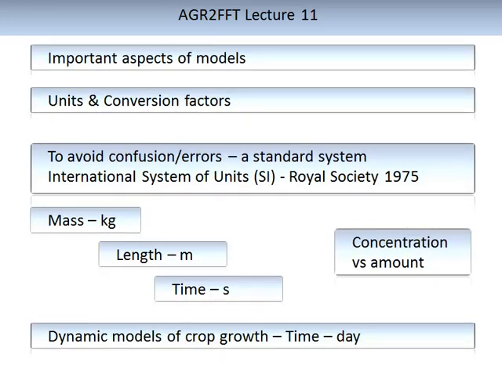So in the next section, we're going to look at some of the important aspects of models. I want to start with units and conversion factors. This can cause problems, so to avoid confusion and errors, a standard system, the International System of Units, SI, was developed by the Royal Society in 1975, and it is considered good practice to use the SI system of units unless there is a very good reason for not. Some examples of SI units: mass is stated in kilograms, length in metres, and time in seconds.